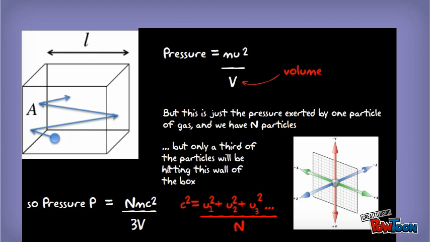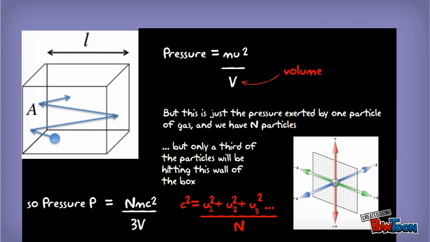Now, we can say that a third of these particles will be hitting the walls from side to side. Another third will be hitting the walls in an up and down direction, so they'll be hitting the top and the bottom walls, and the final third will be hitting the front and back walls. So you'll have a third of the particles each moving in the different three-dimensional planes. So the total pressure of the gas will be the number of particles divided by 3 multiplied by the mass multiplied by c squared, I'll come on to that in a minute, divided by the volume.